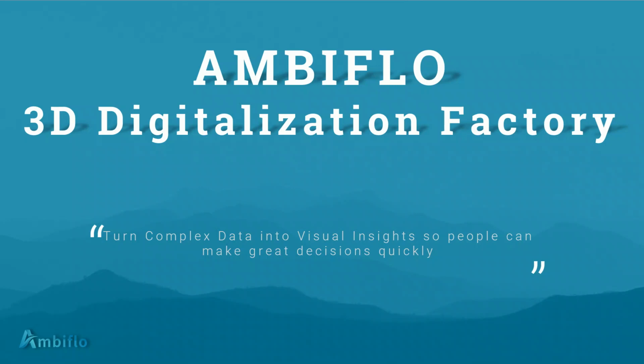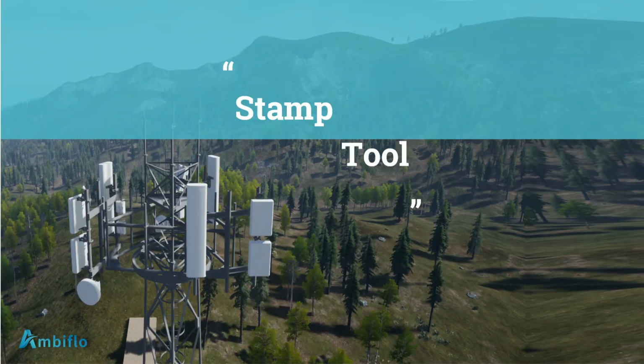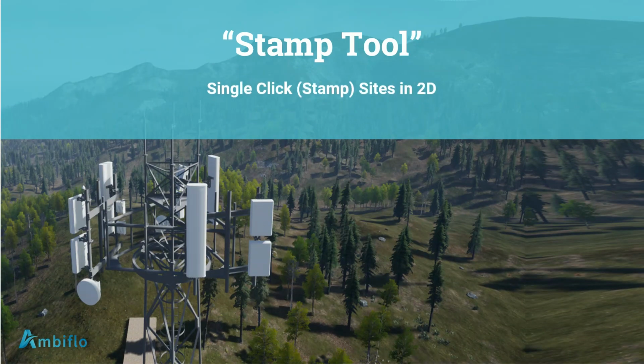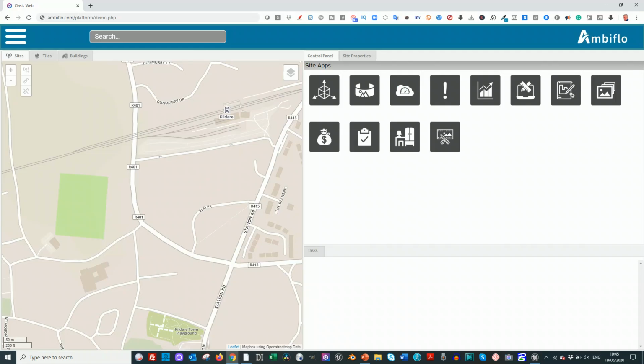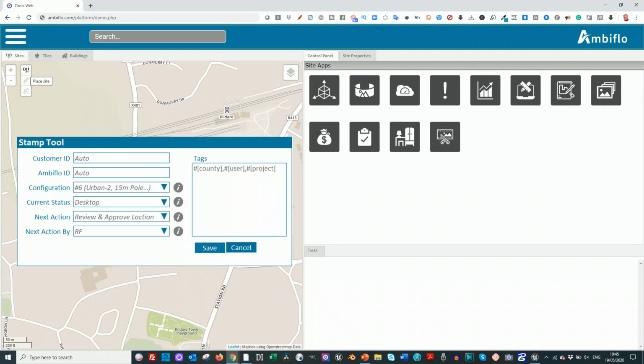In this presentation we're going to focus on the stamp tool, and what the stamp tool does is it allows you to click on a map and create sites that you can see in 3D. So let's see that.